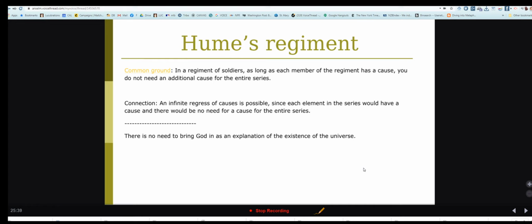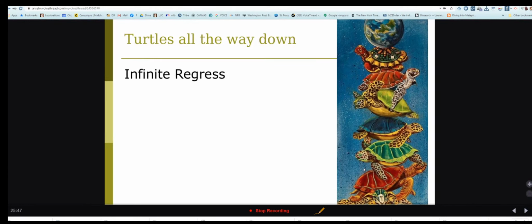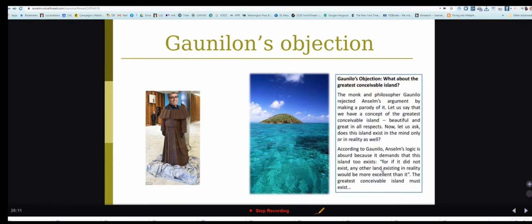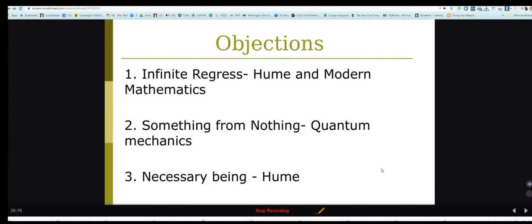As long as each element of the series has a cause, you don't need an additional cause for that series. So Hume is sort of saying, if we go back to our turtles, maybe you're imagining little turtle toes dangling in midair with nothing holding them up. And if that were the case, then they would be falling. But note, that's not what an infinite regress is. Every single turtle is held up by another turtle. And if that's true for every single turtle extending infinitely, then you don't need an additional cause, additional solid ground holding up the whole infinite series of turtles. Each of the elements has a cause, so you don't need an additional cause for that entire series.